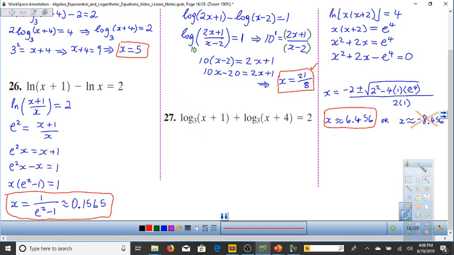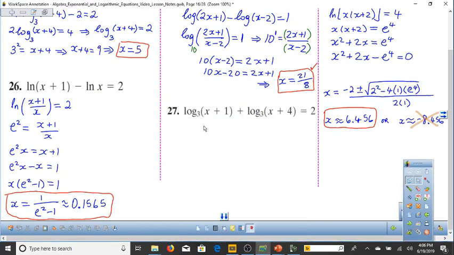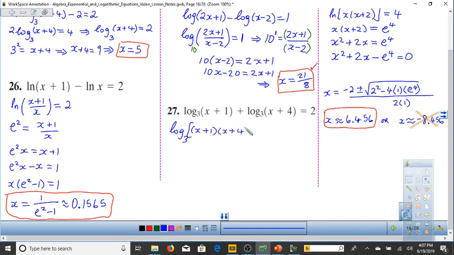Now, this one looks a little complicated, but I bet you it's a little easier because of the base. Same rules as before, incidentally. We're going to combine the logarithms. So we have log base 3 of, since we're adding logarithms, we multiply the inputs, x plus 1 times x plus 4 equal to 2. And then we rewrite the logarithm as an exponential since we can't do anything else to isolate the x. I'm going to do that, and we have x plus 1 times x plus 4 is equal to 3 squared. That's a quadratic equation.